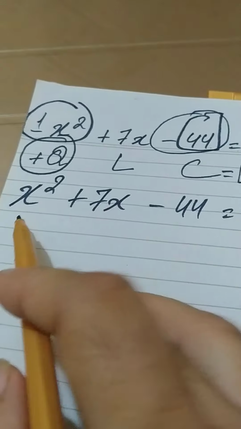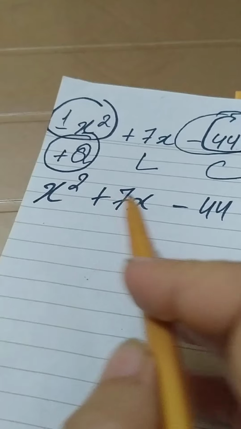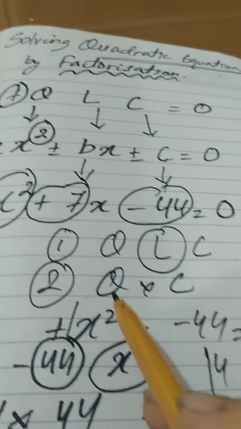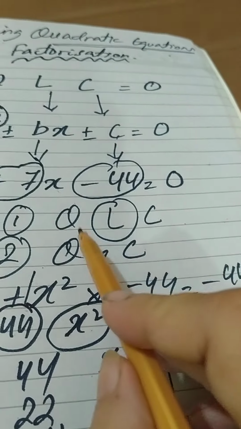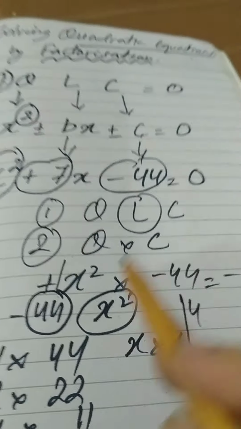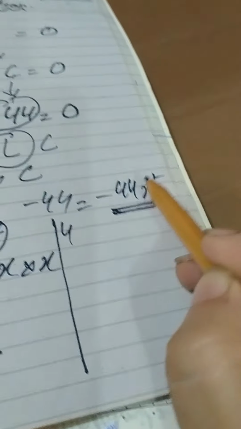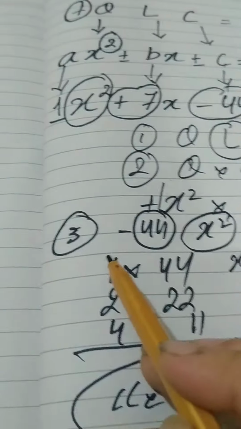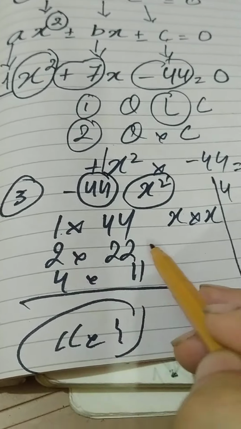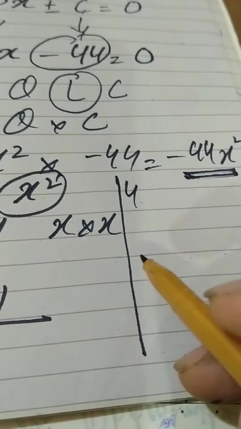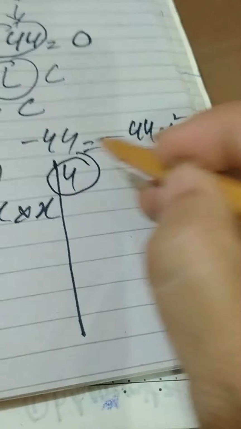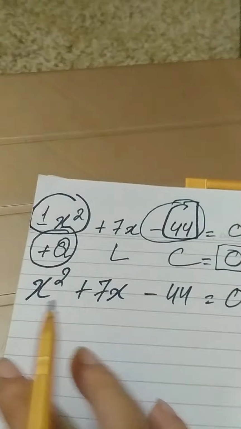Step number 1, when we are doing factorization of an algebraic expression by breaking the linear term, we check the order arrangement: quadratic, linear, constant. Second, quadratic multiplied by constant, so we get this result, guys. Then factors of 44 and x square. The factors of 44 are 1 and 44, 2 and 22, 4 and 11, and x into x. Step number 4 is very important, because in step number 4 we will check two things.